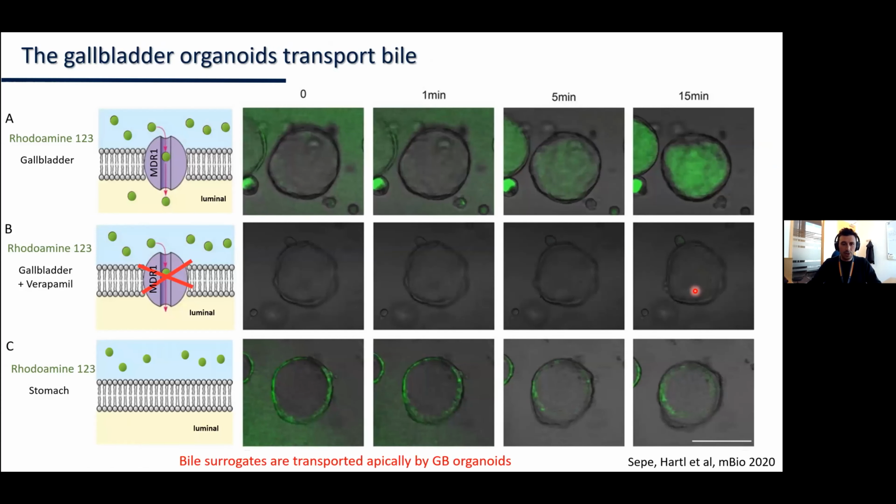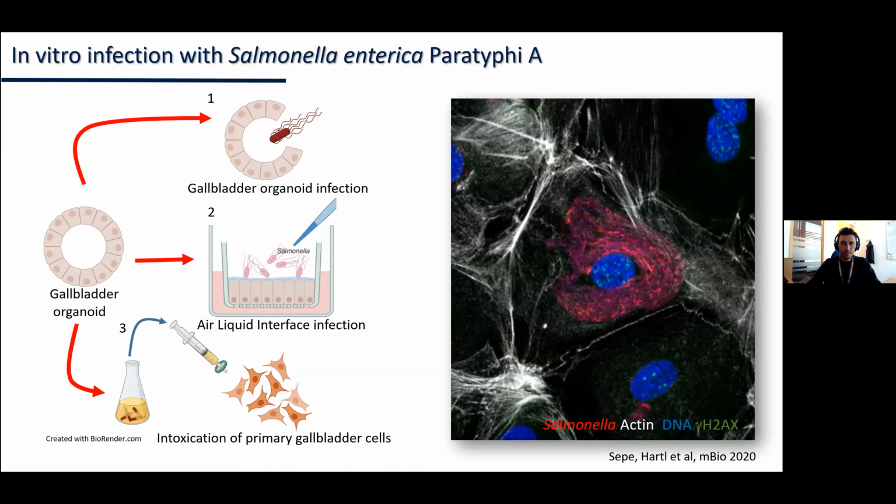Another nice feature is that they are able to transport bile. We have used a green surrogate of bile, a dye which is chemically similar to bile salts, and the gallbladder organoids are able to pump in the bile. If we block the channel which performs this function, we don't get internalization of this fluorophore anymore. Also, stomach organoids, which do not express this pump, of course do not internalize this surrogate of bile. So we have used this model to study Salmonella infection.